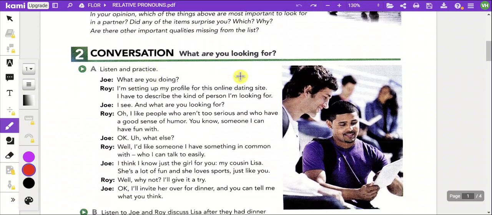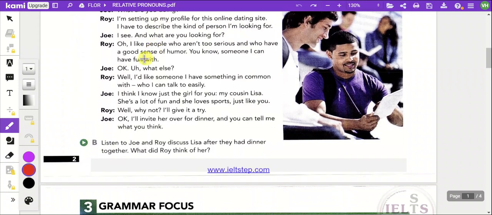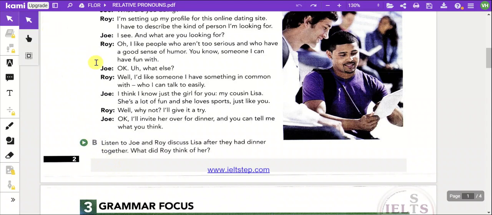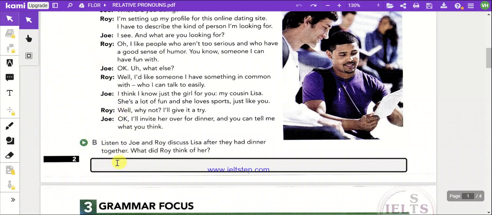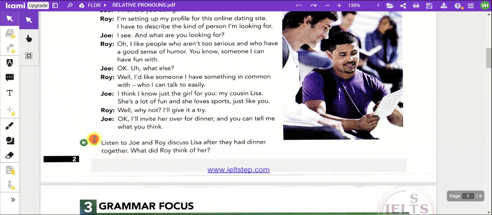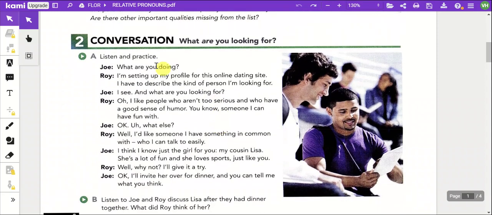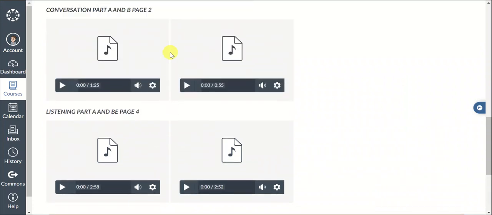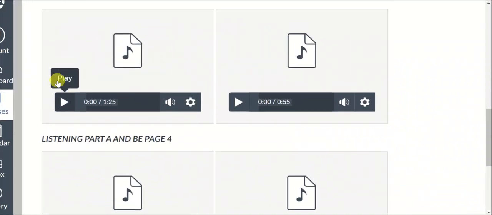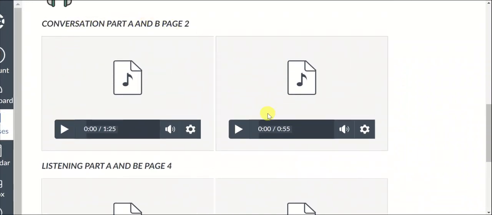What are you looking for? So I want you to complete answer B. I want you to answer that question, question B, in this space provided. No olvides que tienes que mantener seleccionado el cursor para que no insertes nada y puedas escribir en el espacio que ya está aquí. Okay, así que quiero que escuches esta conversación. Es part A and B. Serían estas grabaciones, part A and B. This is part A, this is part B.